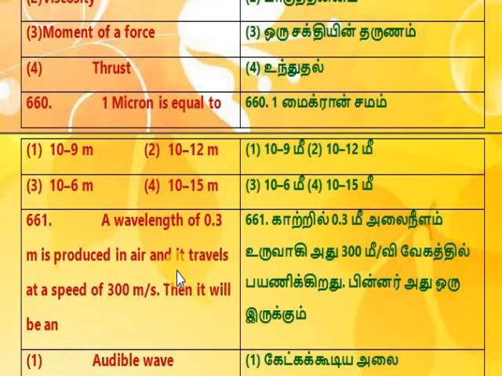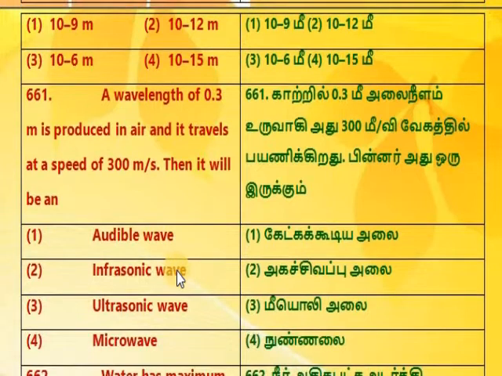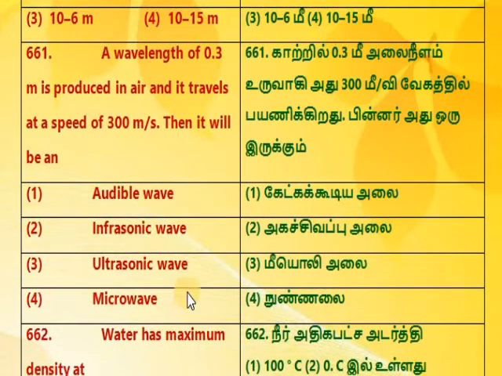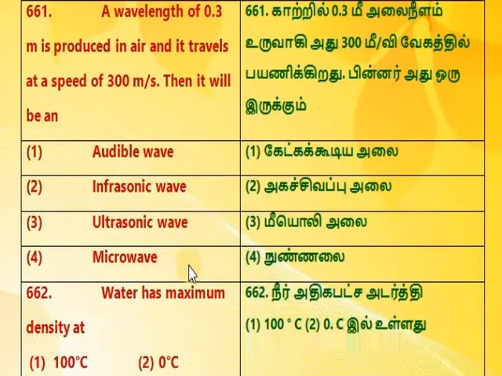661. A wavelength of 0.3 m is produced in air and it travels at a speed of 300 m/s. Then it will be an: 1. Audible wave, 2. Infrasonic wave, 3. Ultrasonic wave, 4. Microwave.